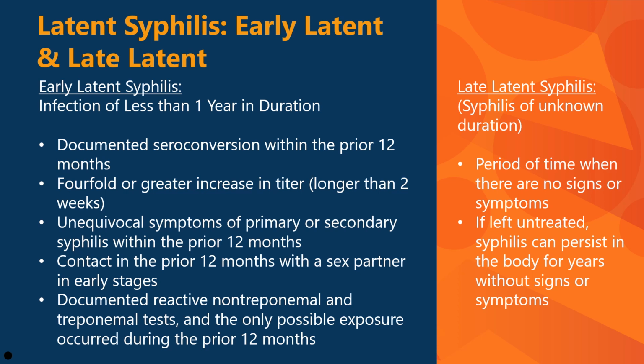Another way we can determine that the patient is an early latent, besides what I have mentioned, is to take a look also at the titers on the RPR. If we see a documented seroconversion within the past year, that's saying that the patient was early. And also, if we see a fourfold increase or greater, that also falls under this category.